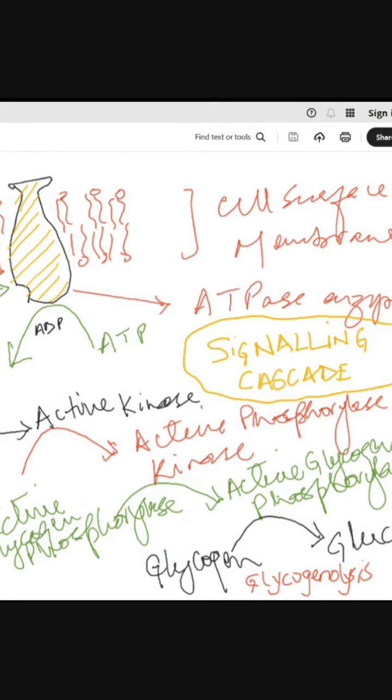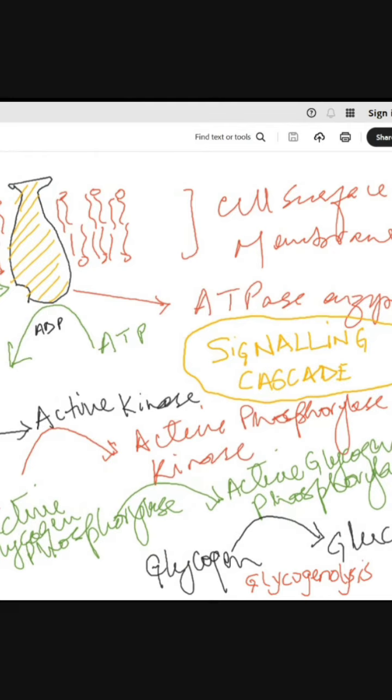Unlike adrenaline, which is another hormone secreted by the adrenal gland. It also raises the blood glucose level, but it has receptor proteins both on liver cells and muscle cells. Right? So glucagon only has receptor proteins on liver cells.